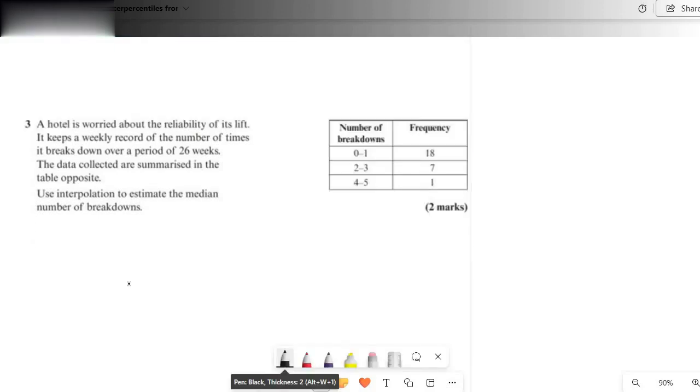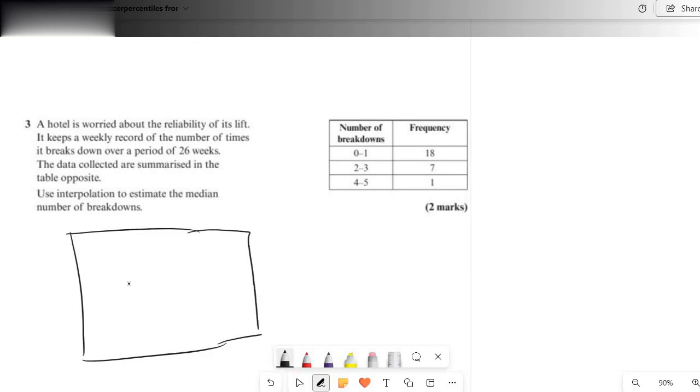Now, if you look at the table, you can see that the number of breakdowns are not connected and they are in a range. So first we have to connect them or correct them, just like we did in our last video. So tabulating this vertically, we can say that this is going to be the number of breakdowns n and their corresponding frequency as f.